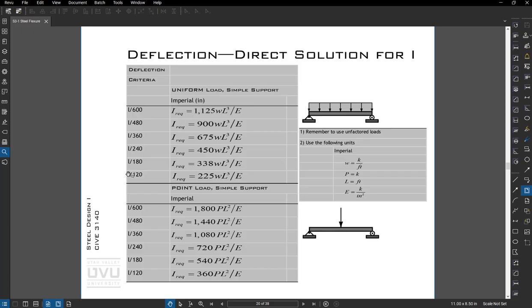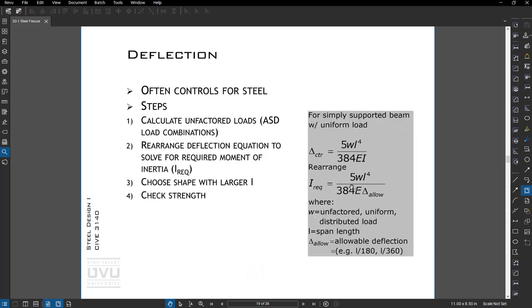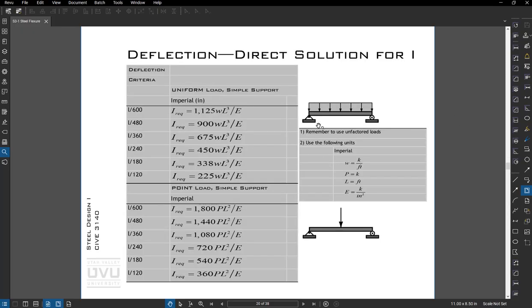Here are those equations, this derivation done for a uniform beam and a point load with different deflection criteria. So if you follow these units and these equations, you can solve directly for the moment of inertia that you want for one of these members.